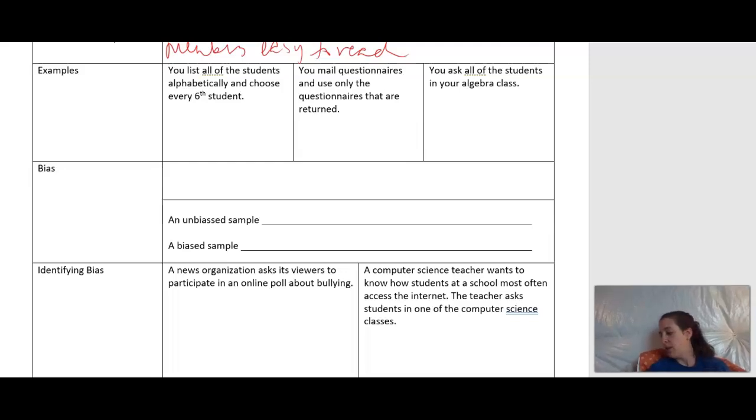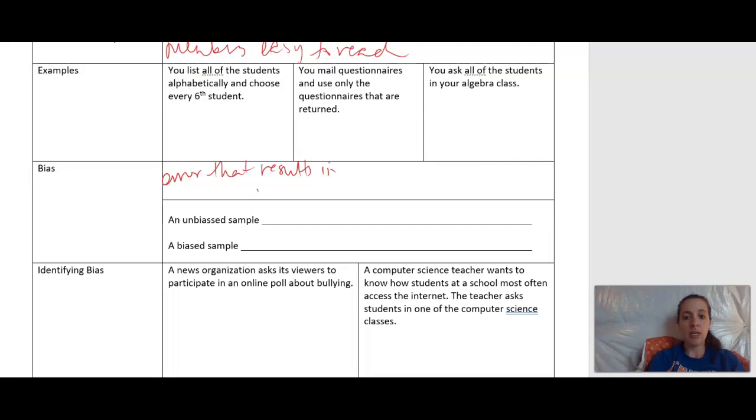Okay. So the next couple of words that we're going to be dealing with is bias. And we hear this a lot in data that we're dealing with. And we hear that word bias a lot. So bias in reality is an error that results in a misrepresentation of a population. So an error that results in a misrepresentation. Okay, so it's something that changes what it really means.